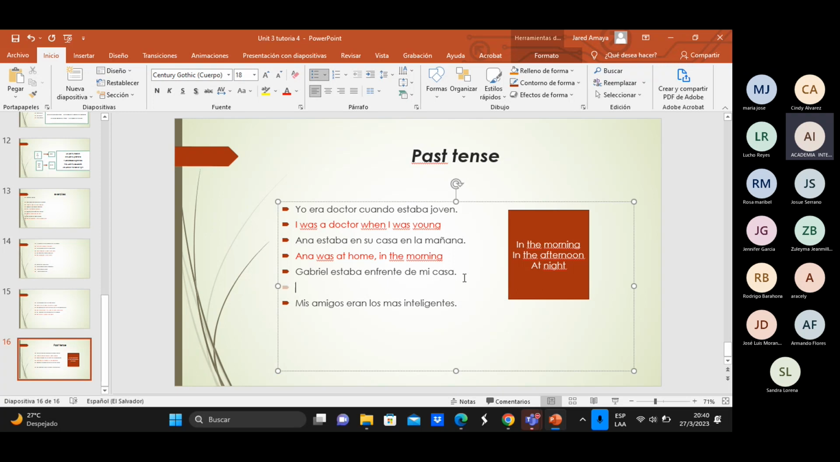Ahora, one of the last ones. Gabriel estaba enfrente de mi casa. How would you say that in English? Gabriel was in front of my house. Aquí sí no podemos decir in front at home, no. Aquí sí sería lo más obvio, in front of my house. Gabriel was in front of my house. That's it.